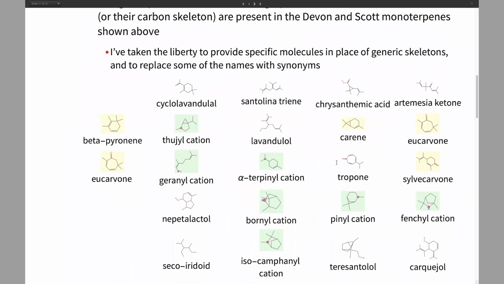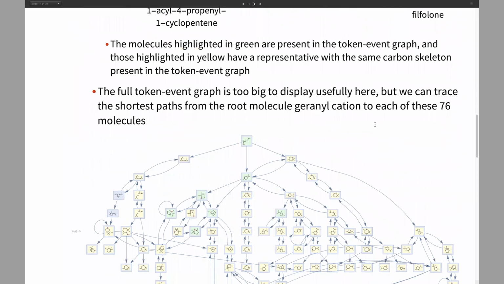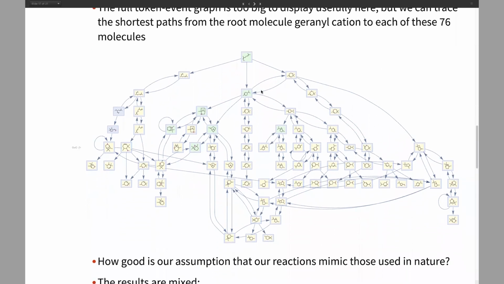the carbon skeleton was. The green ones were actually present in this multi-way graph, and the yellow ones, the carbon skeleton was present. If I go those 6 steps, I'm not going to show the whole graph here, but these are the ones that were present in their chart. And these are all of the ways that they're interconnected by this reaction network.